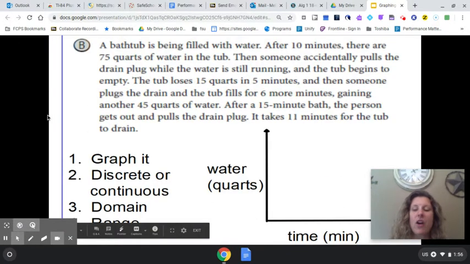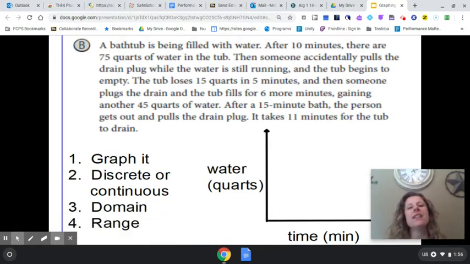All right, our last example for notes today says, a bathtub is being filled with water. After 10 minutes, there are 75 quarts of water in the tub. Then someone accidentally pulls the drain plug while the water is still running, and the tub begins to empty. The tub loses 15 quarts in 5 minutes.